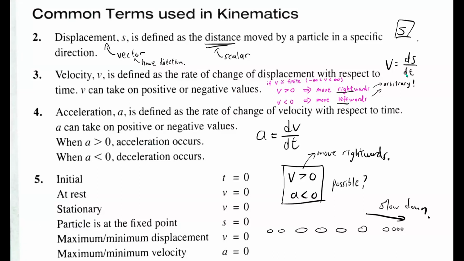Okay. So many different combinations of V and A are possible: V more than 0, V less than 0, A more than 0, A less than 0. All of them are possible.